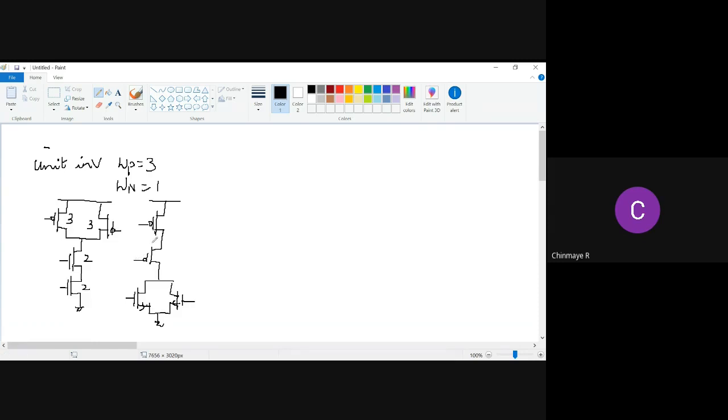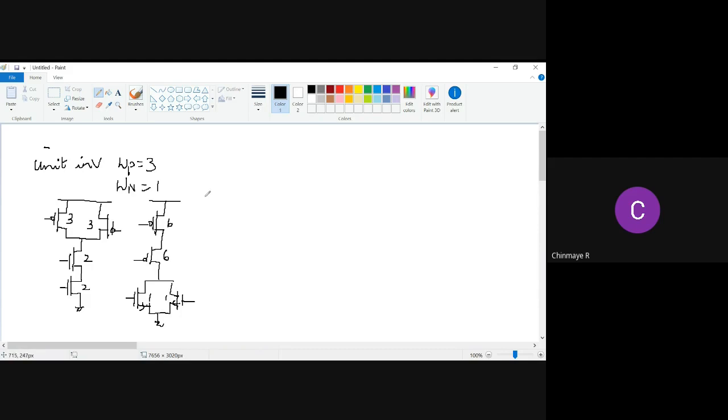Is that right? If WP to WN of a unit inverter is 3:1, then here you will have PMOS equal to 6, so that both of them will give an effective resistance of R by 2 and R by 2, and NMOS will be 1 and 1. No doubts in this, right? I assume this is clear. So basically everything is with respect to the unit inverter. Based on WP and WN of the unit inverter, we need to do the sizing.